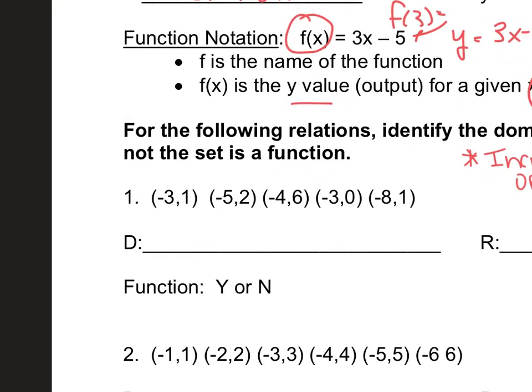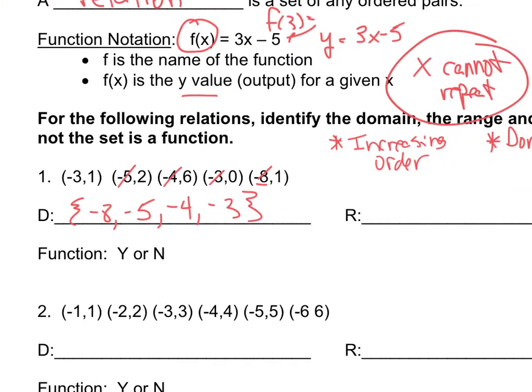So if I look at the first one, the domain, I'm going to open up my brackets, and I do need to see those brackets. It looks like the smallest x value is -8, so that's where I'm going to start. Then I can go to -5. I'm going to kind of mark them off as I go. Looks like -4 is after that, and then -3. I have two -3s. I'm not going to repeat. I close my brackets.